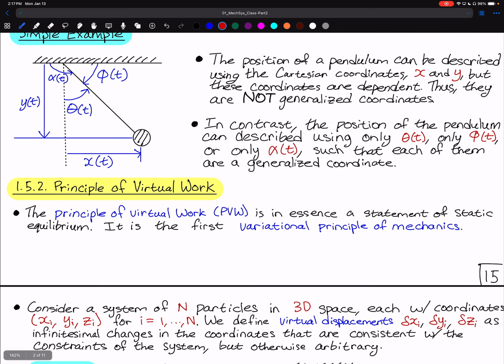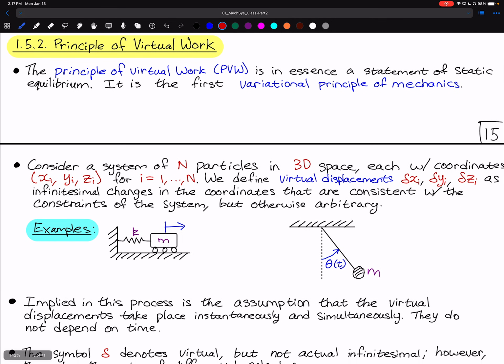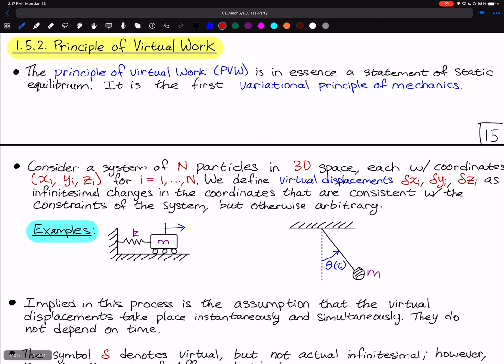Okay. In that case, we're now going to talk about the principle of virtual work. This is a method that we're going to use in order to deal with forces, external forces or non-conservative forces, specifically when we deal with the Lagrange equation. It's also a technique for deriving equilibrium points. And it's really just, in essence, a statement of static equilibrium. And it's what we would consider to be the first variational principle of mechanics.